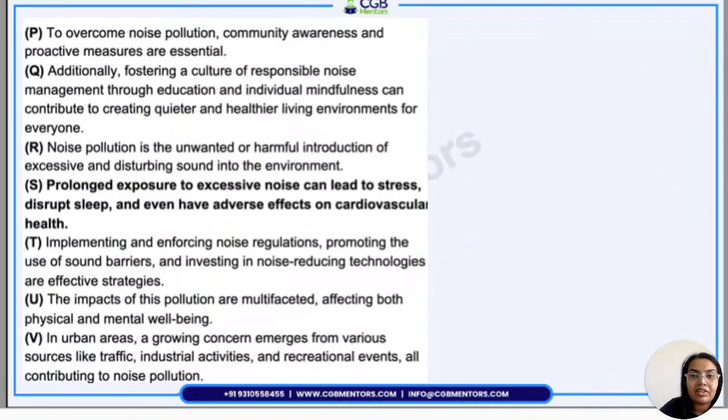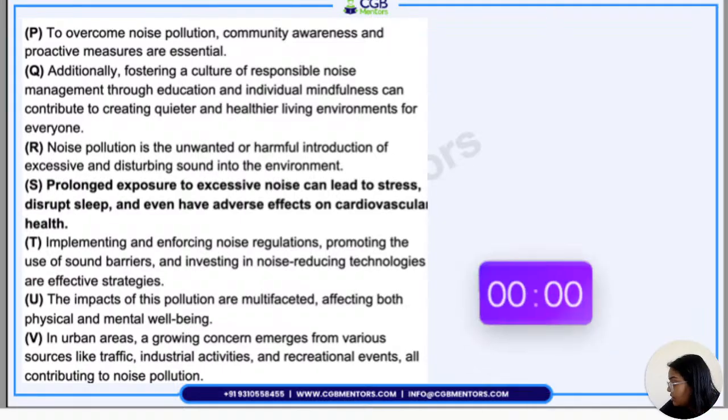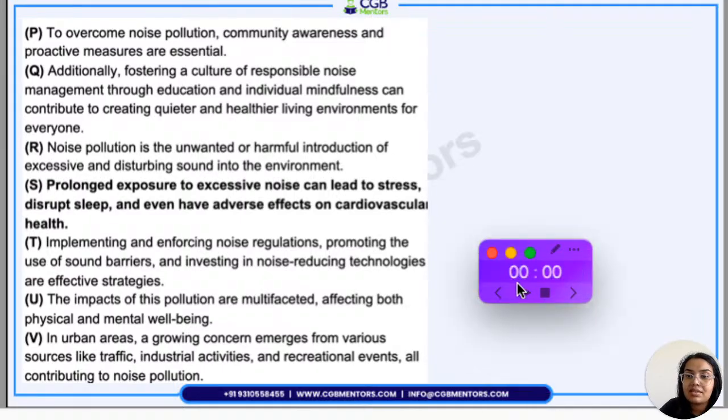Let's move towards the next question. Now in this next question, S is fixed at its place. Point number one. Second, you have to arrange the rest, so just focus on that. S is fixed at its place. That is, the fourth sentence is S.